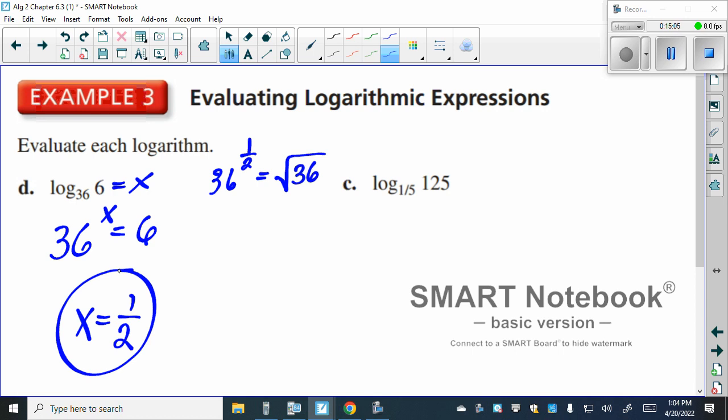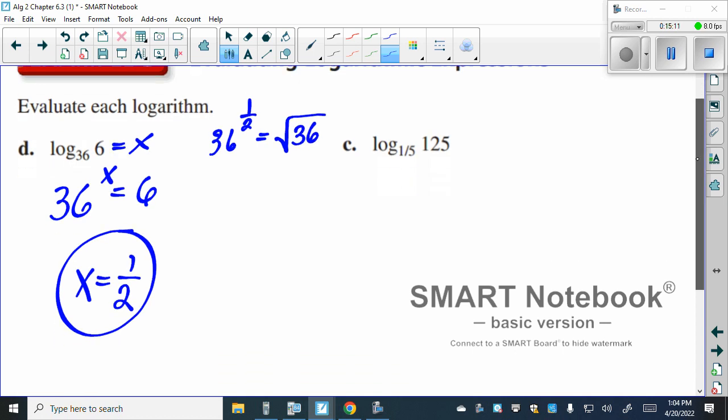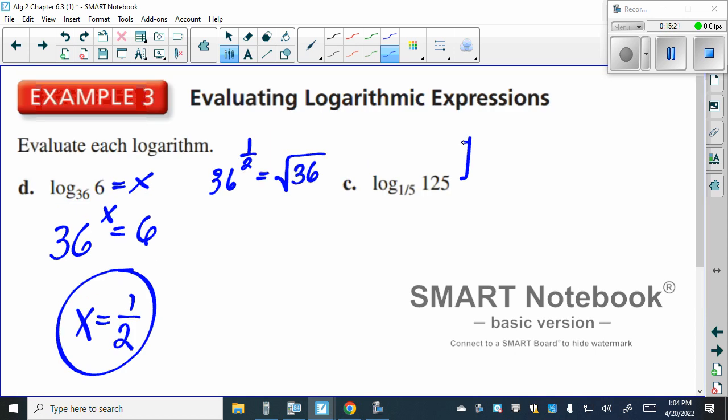Questions on this here? Not too many more. Any questions on D before we look at C? So C here, so if I rewrote log base 1/5 of 125 as an exponential, we would have what?